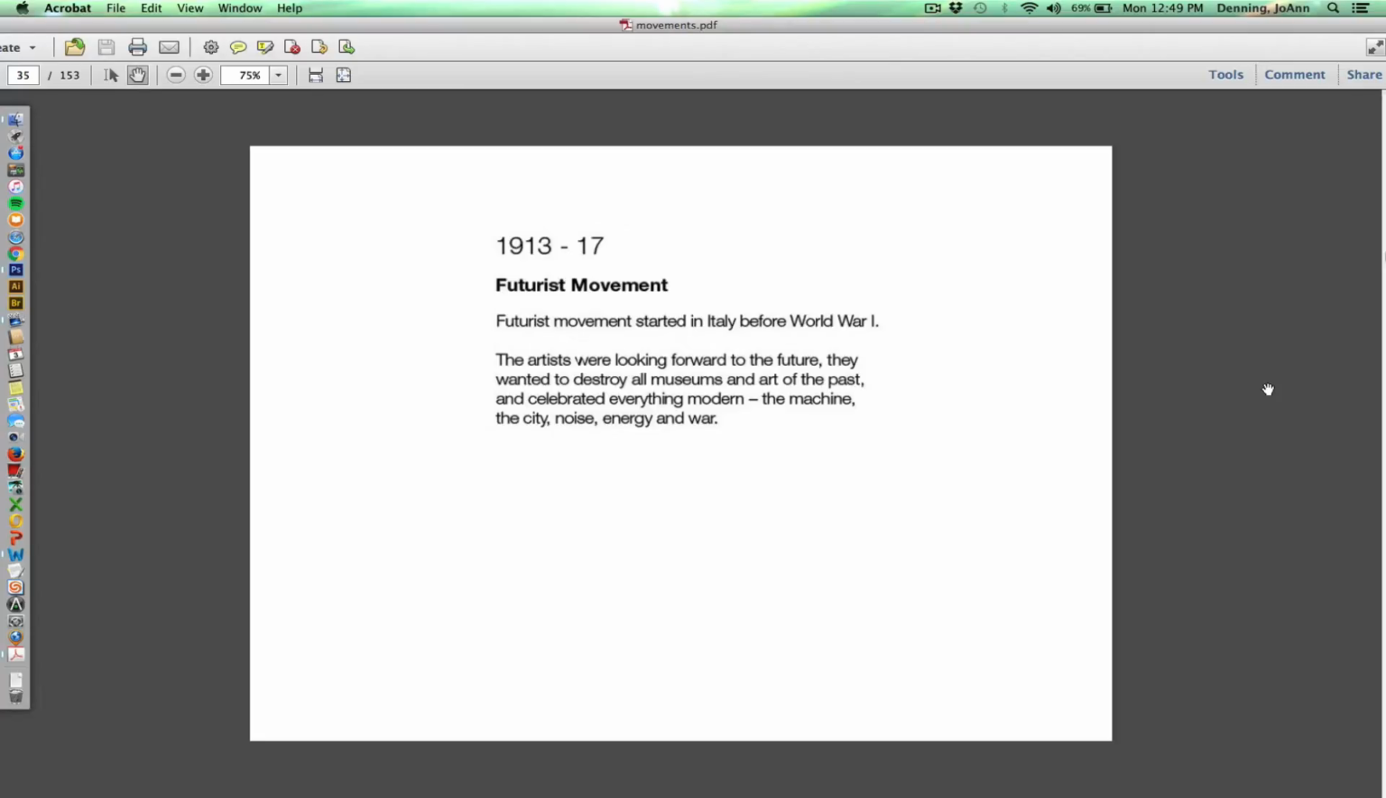So futurism, or the futurist movement, was a movement started in Italy before World War One, and this movement was really radically different than the last movement, Art Nouveau, that we looked at. And in this movement, particularly, artists were looking forward to the future. They wanted to really destroy all museums and art of the past and celebrate everything modern: the machine, the city, noise, energy, and even war.